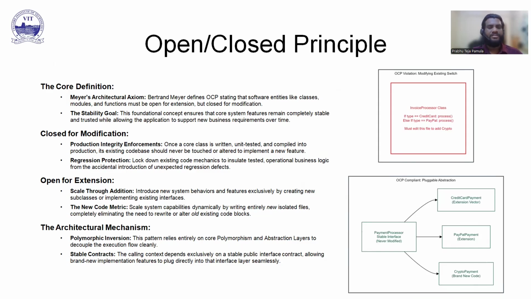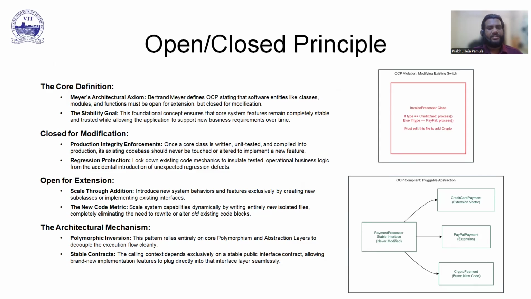Closed for modification. Production integrity: once a core class is written, unit tested, and compiled into production, its existing code base should never be touched or altered to implement a new feature. Regression protection: lock down existing code mechanics to insulate tested business logic from the accidental introduction of unexpected regression defects.